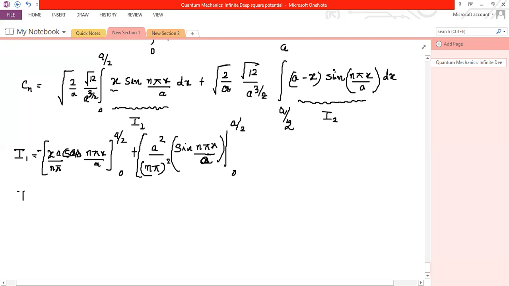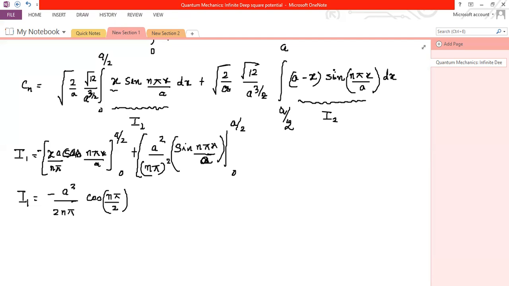Okay, I hope it is clear now. So I1, I would simply get, if I place a by 2 here, because if I place 0, this is 0, fine. But if I place a by 2, I will get minus of a square upon 2n pi. And what is cos if I place a by 2 here? So a cancels. So I'll simply get cos of n pi upon 2. Okay, this is what I'm going to get. I hope it is clear till now, the first integration.